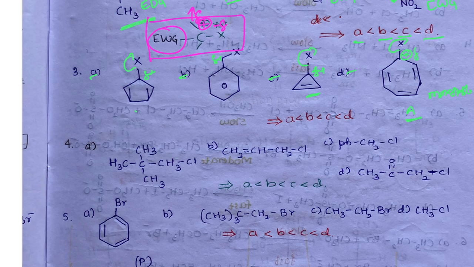And next one, this is anti-aromatic. Anti-aromatic is the least stable. Therefore, this is last. So D, C, B, A. Next one, fourth question. According to this fourth question, A, B, C, D.